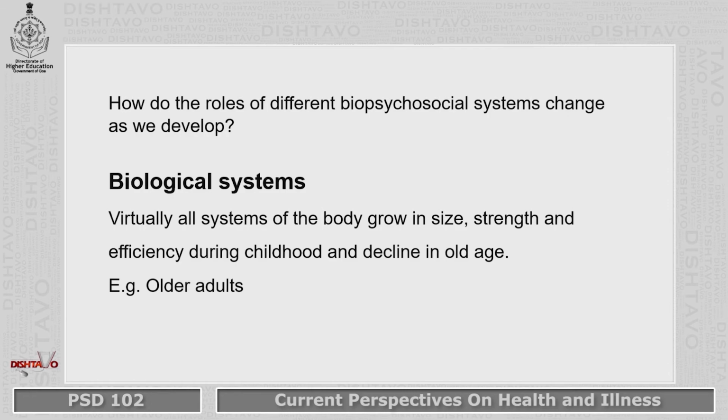Now, how do the roles of different psychosocial systems change as we develop? First is biological systems. Virtually all systems of the body grow in size, strength, and efficiency during childhood and decline in old age. You can see this decline in older adults in their physical abilities. They have lesser stamina because their heart and lungs function less efficiently as compared to when they were younger. Also, their recovery rate from an illness is much slower in later adulthood.